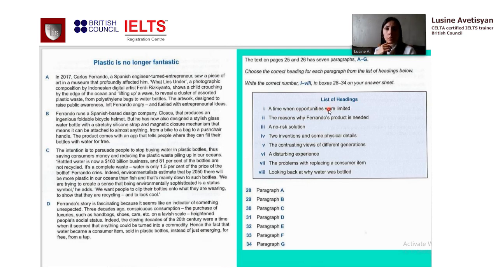A time where opportunities were limited. It's about time, but we are not speaking about limited opportunities. We spoke about luxurious items and their purchase. Reasons why a product is needed. We have got a no-risk solution. We have got actually a product that was made, but it was not a solution to anything. Rather, I would say it was looking back at why water was bottled, because we had a reference to the history. Thus, we looked back at why water was bottled: because it showed status.